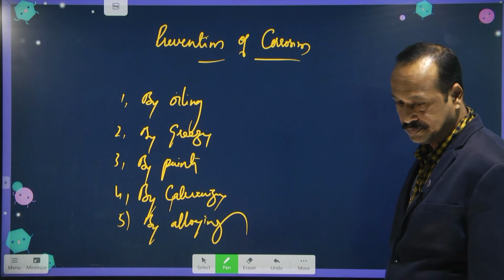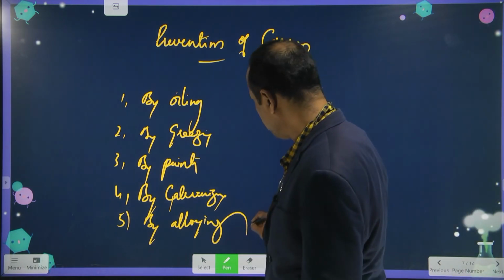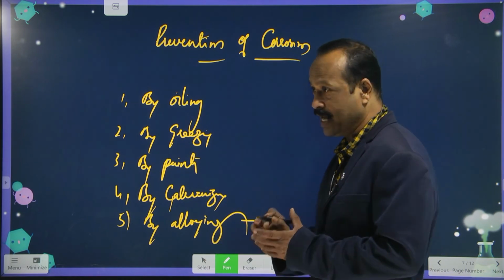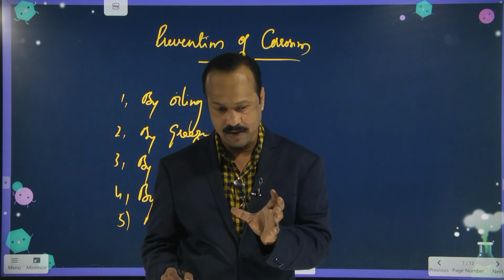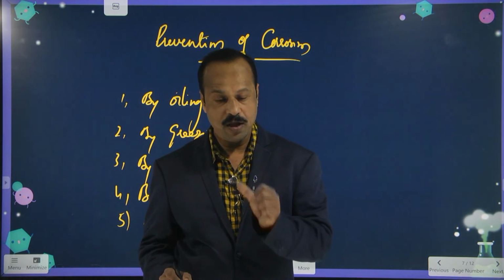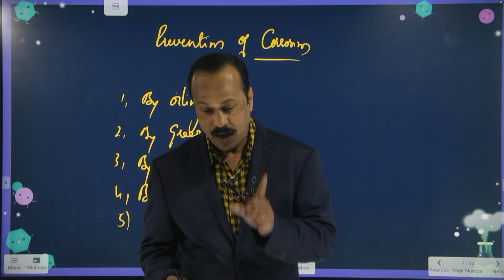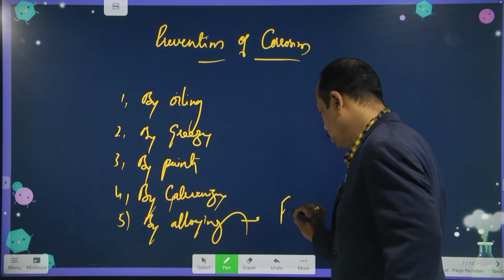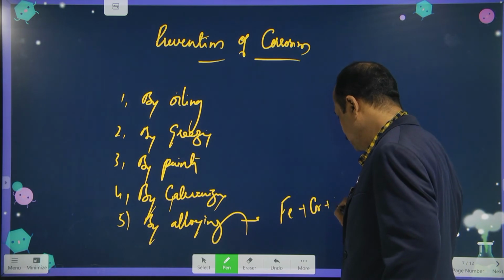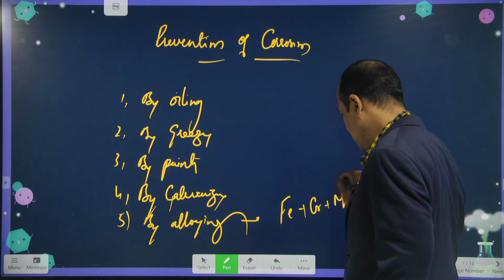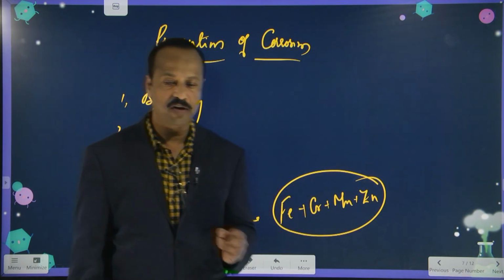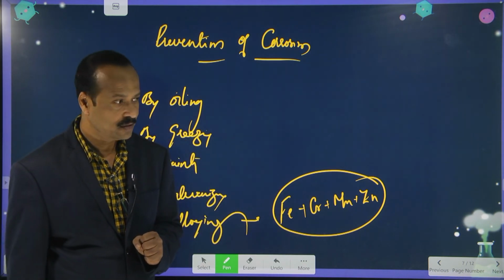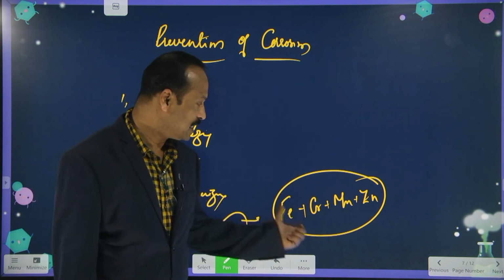Is this clear to you? Alloying means mixing of metals. For example, iron gets rust. But the tumblers you use, the stainless steel tumblers, our tiffin boxes and glass tumblers, are made of stainless steel. This stainless steel is also made of iron only, but along with that, some chromium, manganese, zinc and other metals are added, and that is called alloying. Alloying means a mixture of metals.